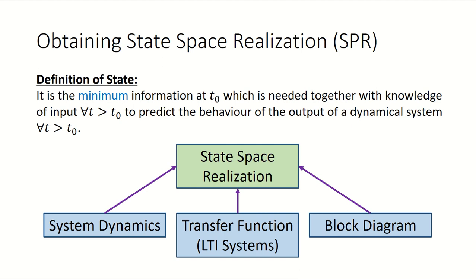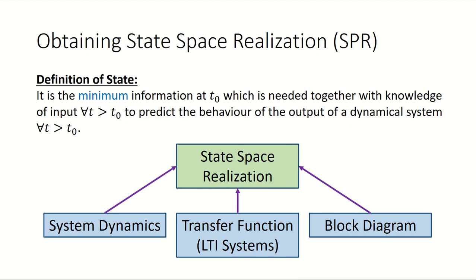and all this, not the system dynamics, but the other two work the other way around also. So if you have the state space realization, you can obtain a transfer function. If you have the state space realization, you can obtain a block diagram, that also you can do. So also there is another important thing in this slide, which is the definition of state, and with this we will end. So we are talking about state.